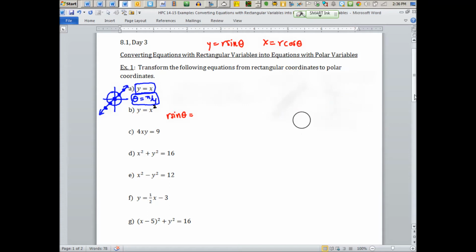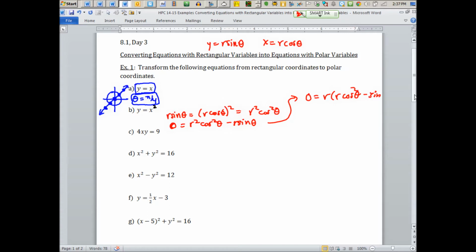So let me erase this problem here. The right side is going to be a little more complicated. It's going to be r cos theta quantity squared. In other words, r squared cos squared theta. I still plan on doing the same thing, bringing everything to one side. So we'll do 0 equals r squared cos squared theta minus r sine theta, like that. And we could pull out an r. So let me take my work up here. 0 equals r times r cos squared theta minus sine theta. Should be a squared on that.